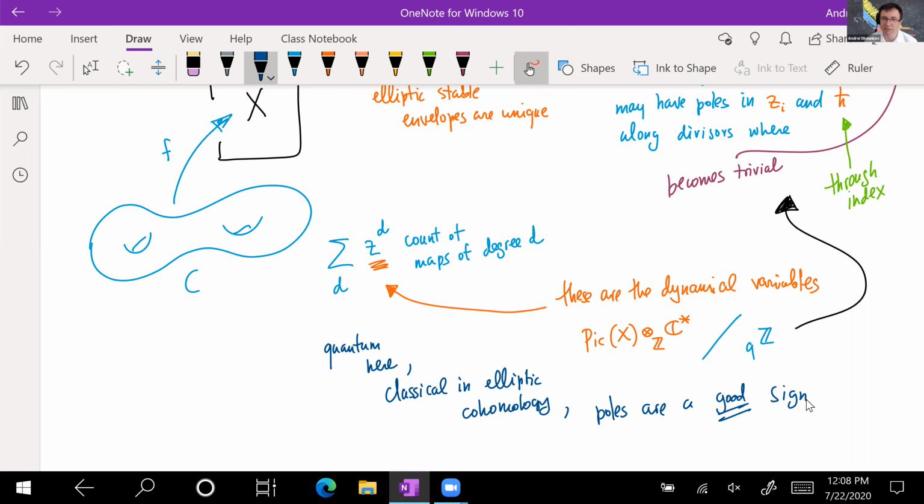How about questions? Are there typically many more, say for Nakajima varieties, are there more polarizations than the two you listed?